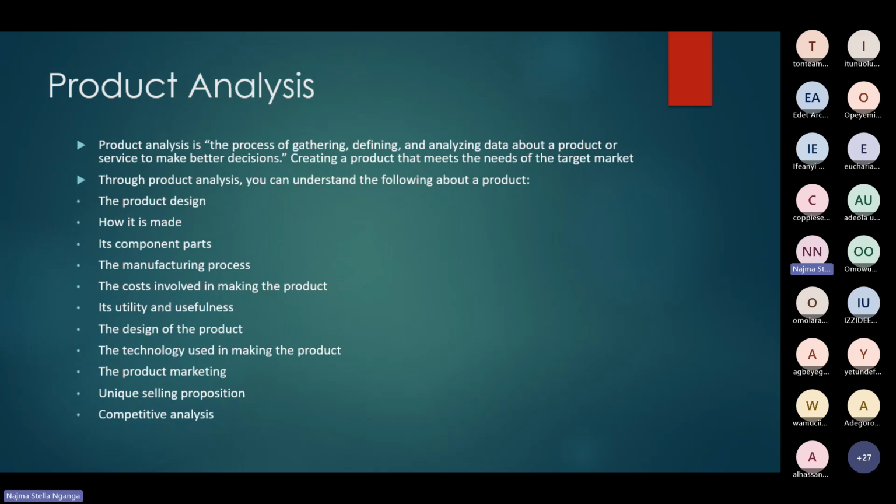Okay. So through the product analysis, you can understand the following about a product. 1, the product design, how it is made, its component parts, the manufacturing process, the cost involved in making the product. So this is the amount of money that you will use for making the product. So when it comes to cost, some of you will say it's a service. How do you get the cost of the service? To be able to provide that service to your target market, there are certain costs that you will incur.